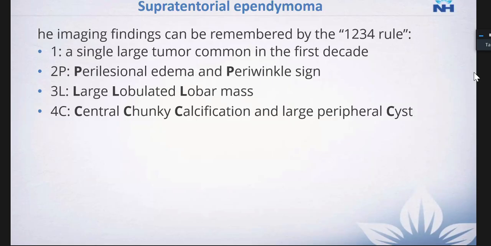Just for the sake of academic interest, they can be remembered as 1, 2, 3, 4. One is a single large tumor which is common in the first decade, and 2P means you can have perilesional edema and the periventricular sign that we saw. You can have 3L, that is the large lobulated lobar mass, which we saw. And it can have 4C, that is the central chunky area of calcification and a large peripheral cyst. So all these findings were positive in our case. So that was this case of supratentorial ependymoma, right?